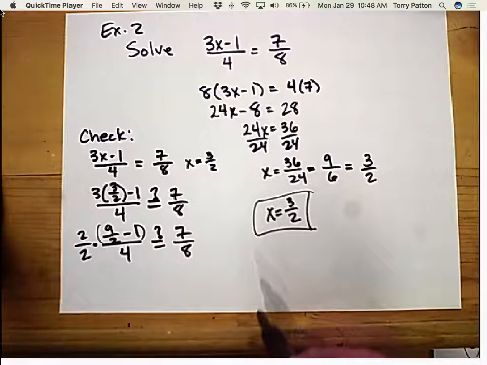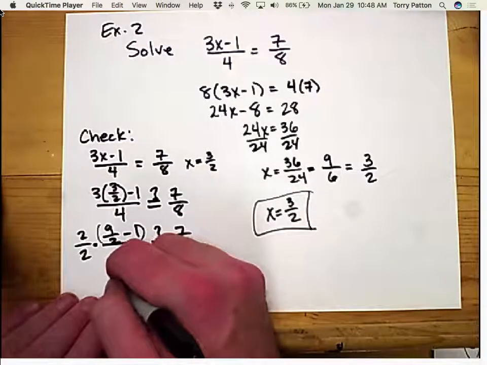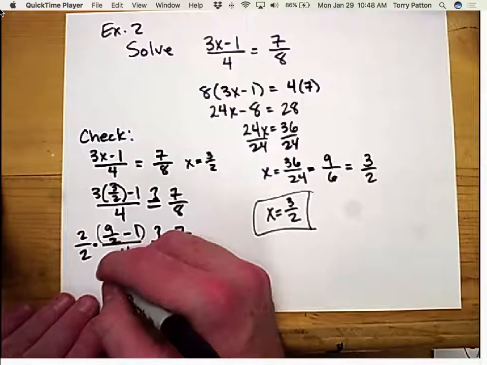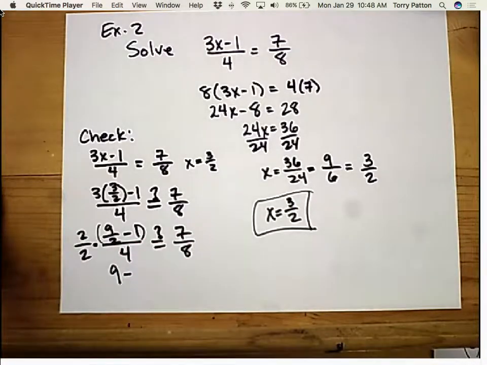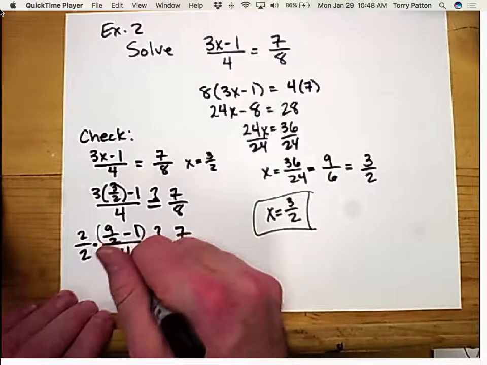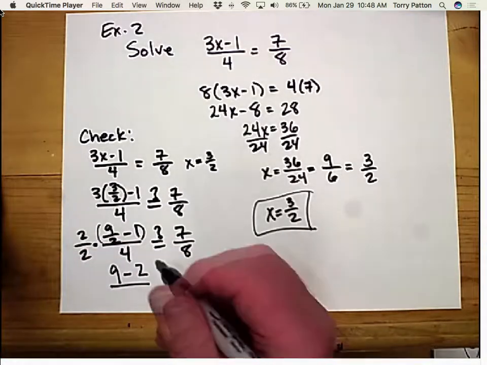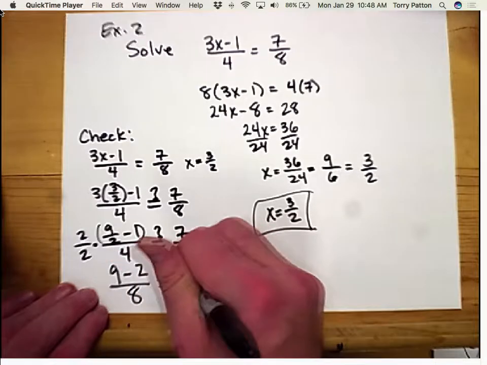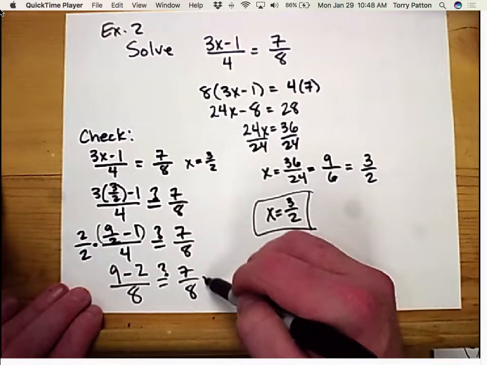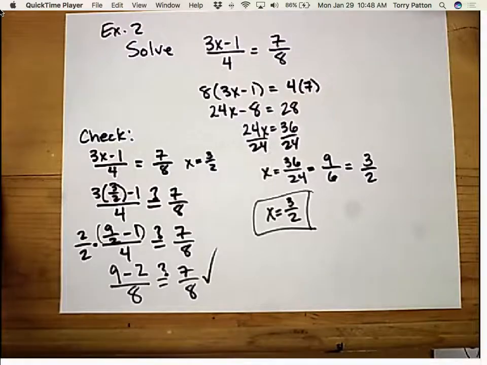Okay, so this we need to distribute. What's 2 times 9 over 2? Which is 9, minus 2 times 1 is 2 over 2 times 4 is 8. Does that equal 7 over 8? Yes, literally it is 7 over 8. So it works. Okay?